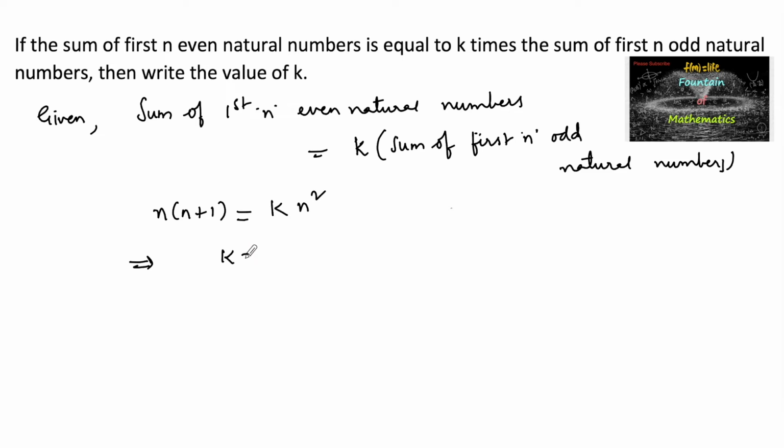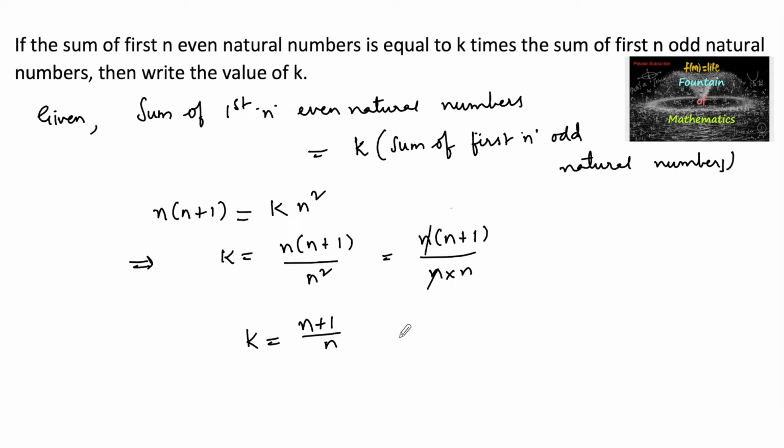So we can write k is equal to n into n plus 1 upon n square. We can write n into n, so we can cancel one n, and hence we can write k is equal to n plus 1 upon n, or we can write k is equal to 1 plus 1 upon n.